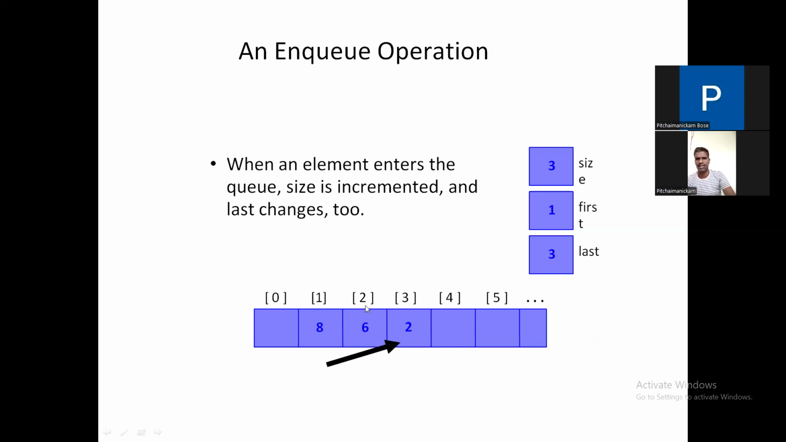Considering this example, I want to insert one new element, 2. Insertion is possible at the end of the queue only, not at the front. So we just check whether the queue is full or not. The queue is not full, there is some space, so no problem. Then we retrieve the next position of the location and store the information. This is the way we insert an element in this queue.